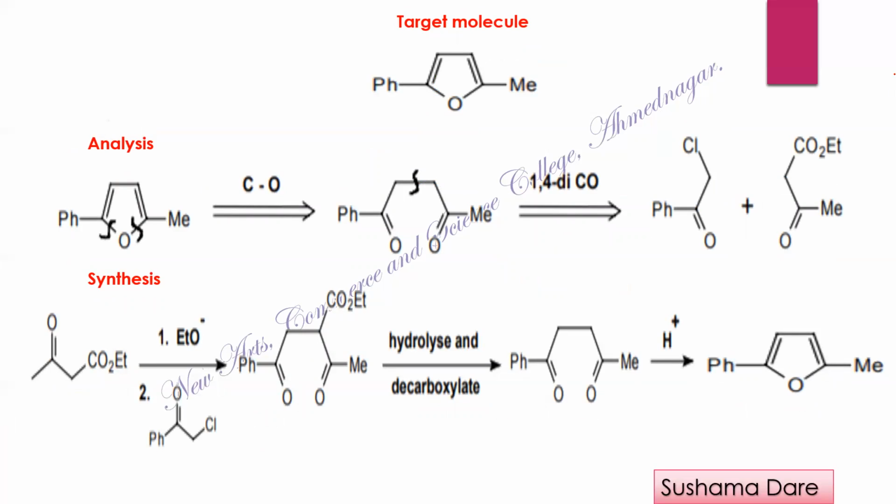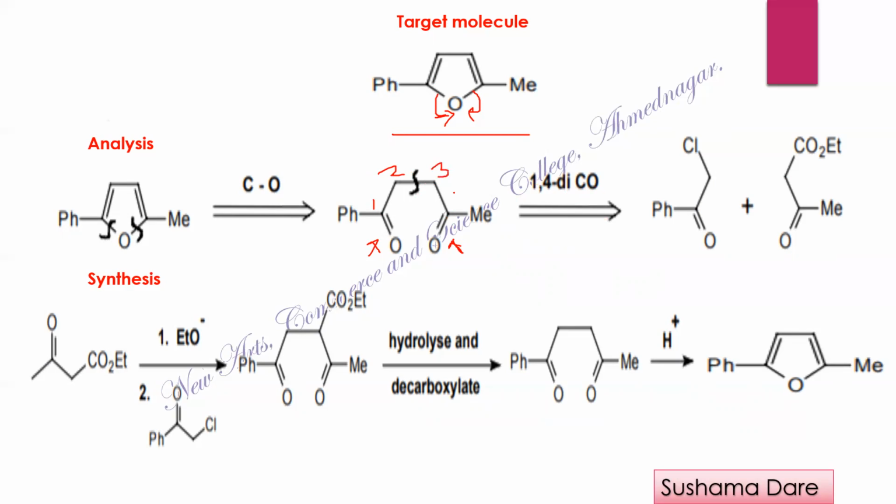Now, the next target molecule is this, that is a substituted furan. Here we have to disconnect both the carbon-oxygen bonds like this, so that at both sides you write down the carbonyl group. So carbonyl group here, carbonyl group here. Now this relation is a 1,4-dicarbonyl compound. Whenever a 1,4-dicarbonyl compound is there, the best disconnection is always a 2,3 disconnection.